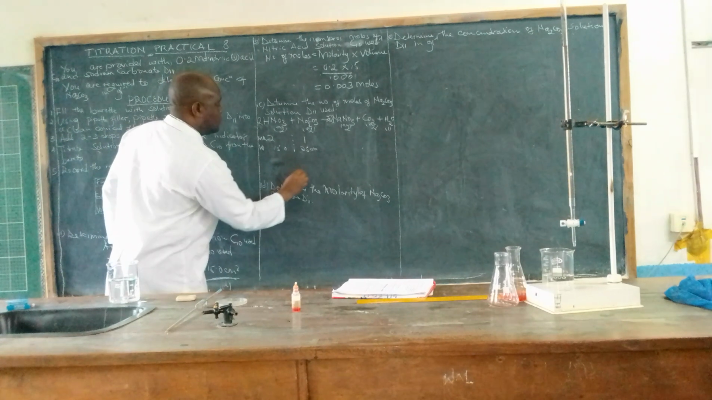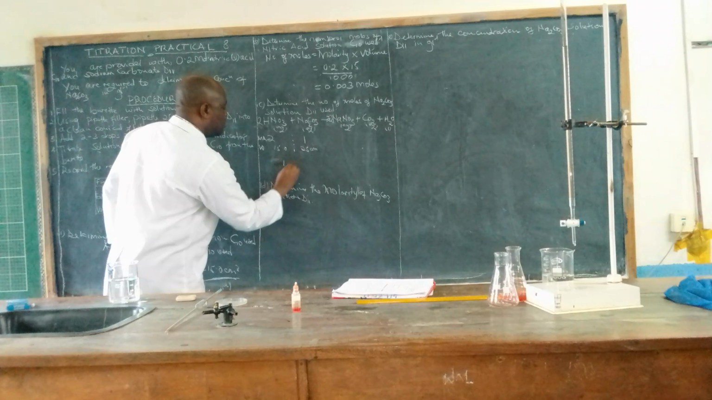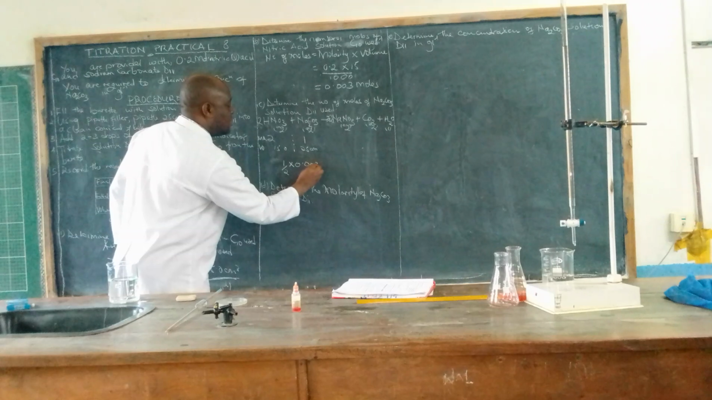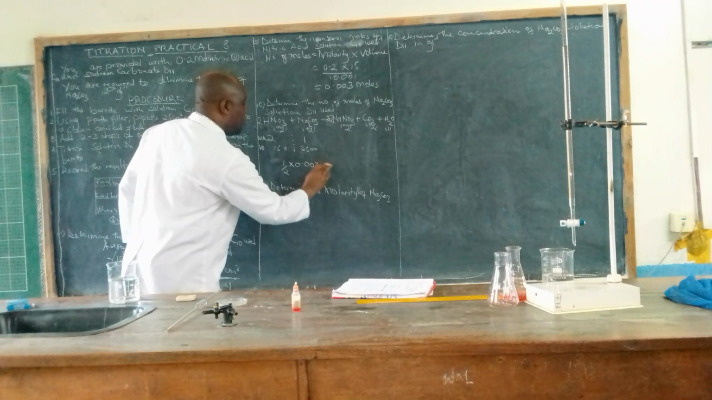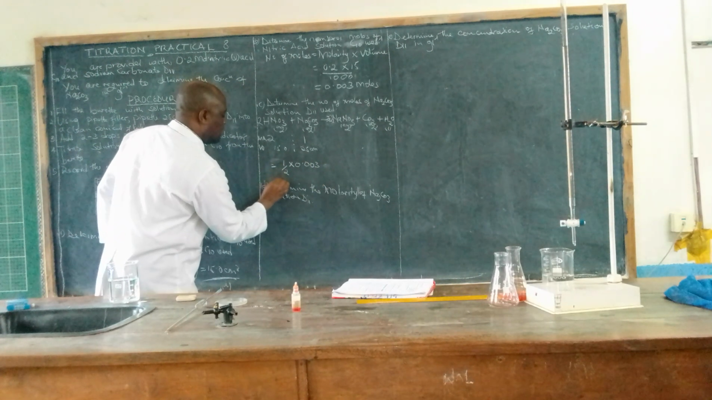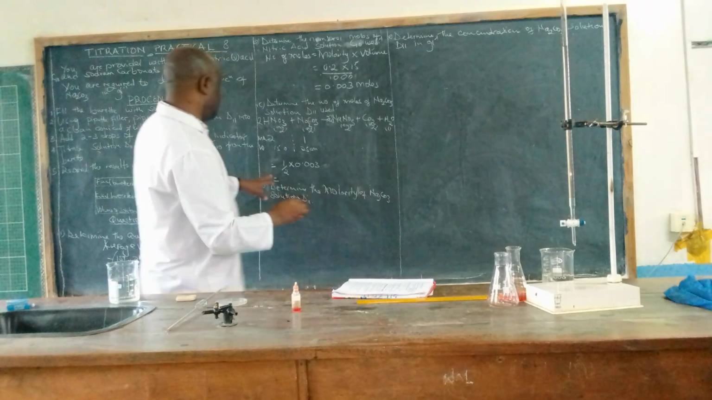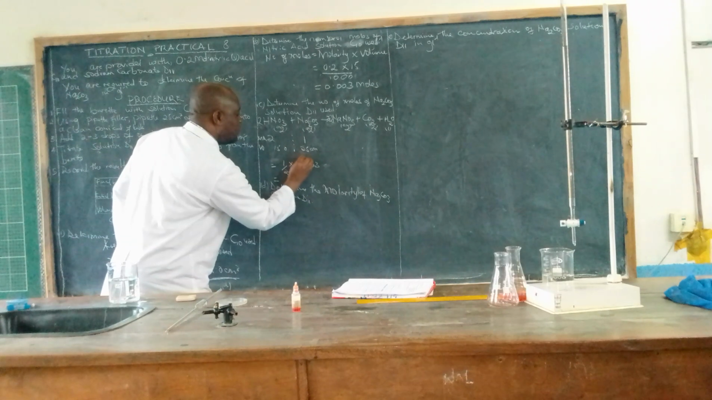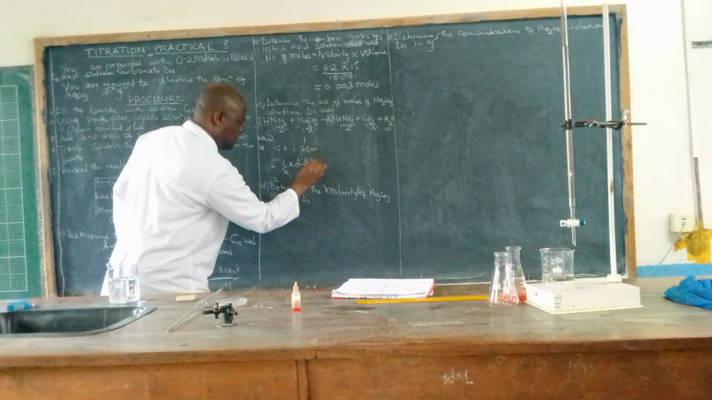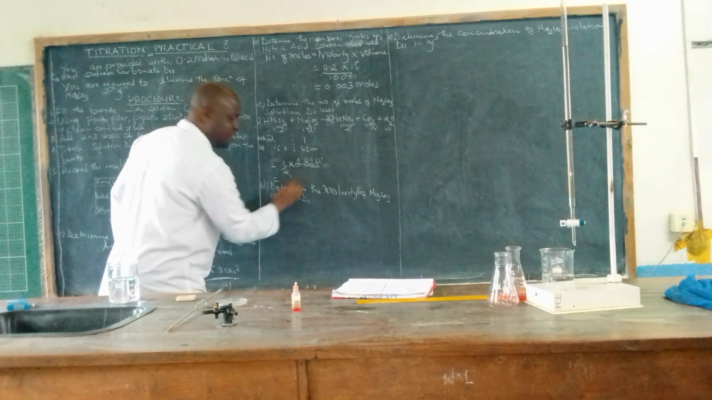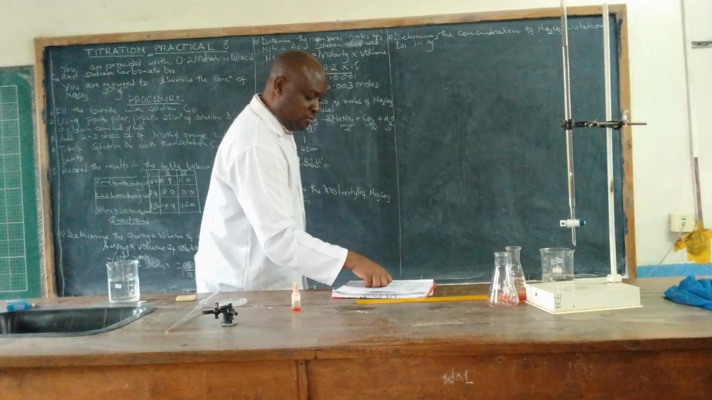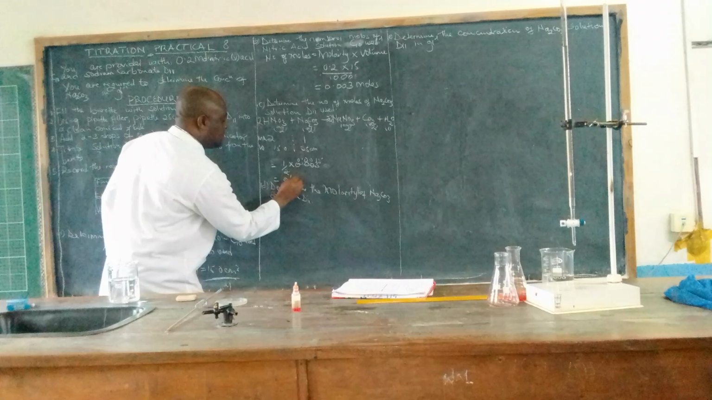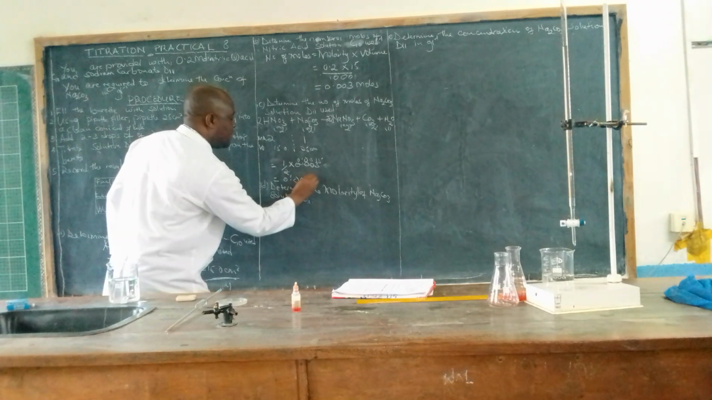Take 1/2 times 0.003, which is going to give us, if you do your mathematics very properly, 0.0015. If I'm not very wrong, that is it. 0.0015 moles.